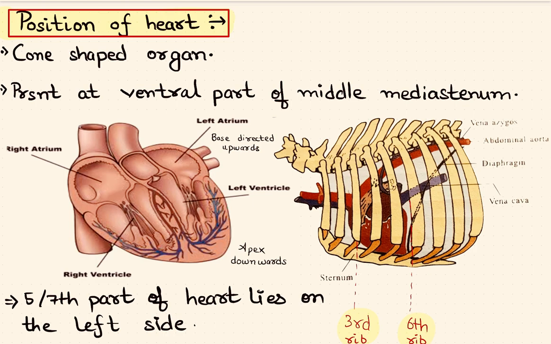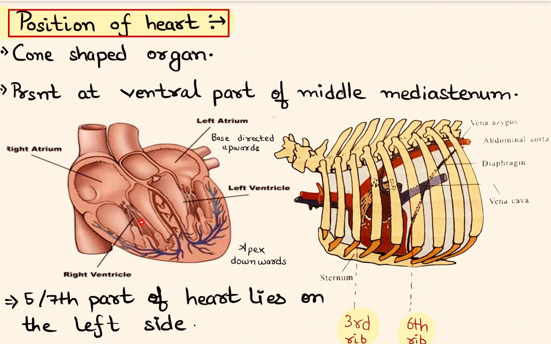Yes, it's a cone shaped organ with two dorsal chambers which are known as atria and two ventral chambers which are known as ventricles. These atria are the receiving chambers, in which the right one receives the deoxygenated blood, also known as venous blood, and the left atrium receives the oxygenated blood from the lungs, isn't it?